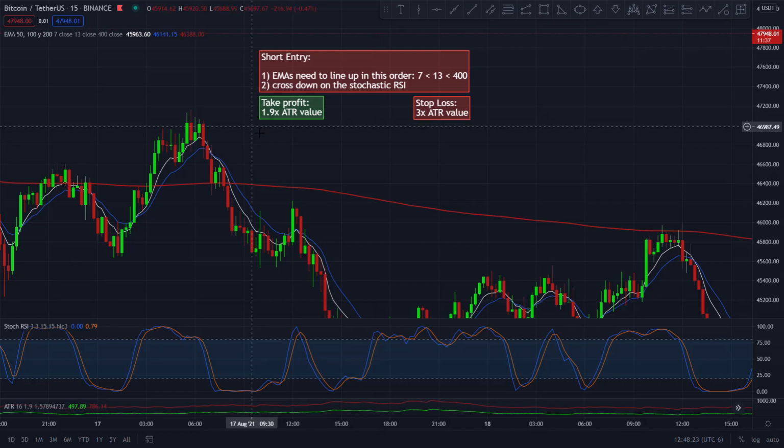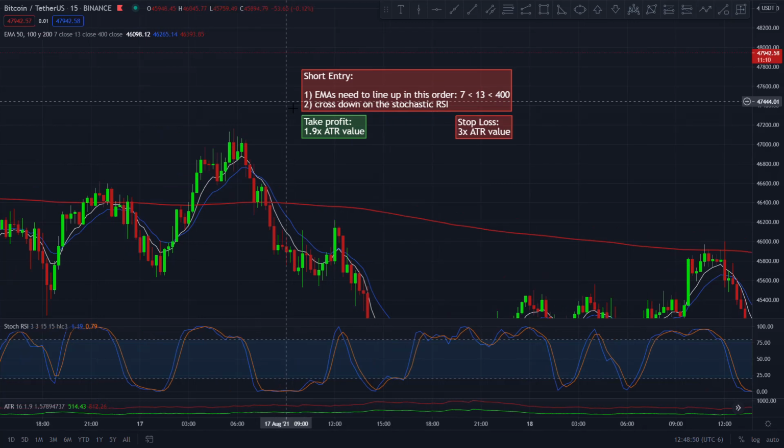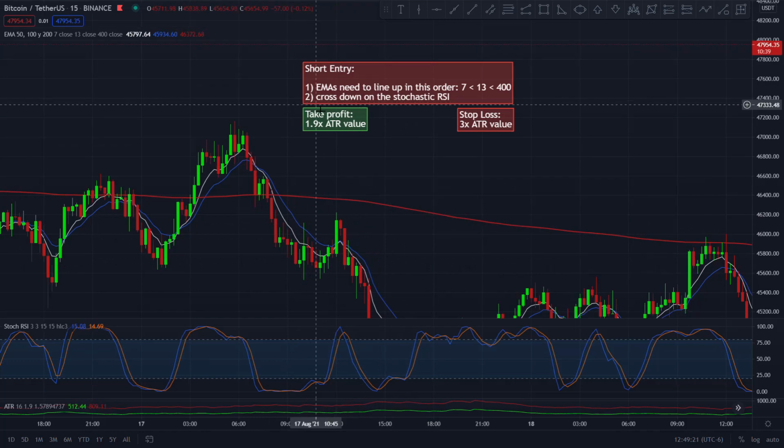And now let's see what are the rules for a short entry. For a short entry, you will need to have the EMAs line up exactly the opposite. So you will need to have the 7 on the bottom, and after that 13, and at the top the 400. The second rule is that on the entry candle, you need to have a stochastic RSI cross down. So let's see when all those conditions line up.